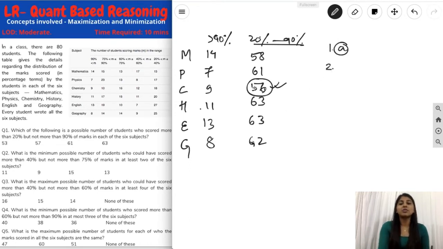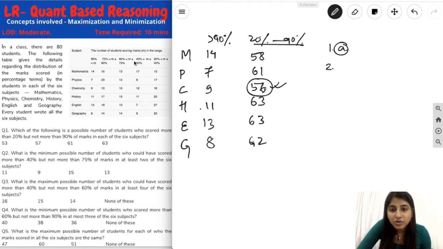Let's check the second question. What is the minimum possible number of students who could have scored more than 40% but not more than 75 marks in at least 2 of the 6 subjects? We need the minimum possible number of students who could have scored in at least 2 of the 6 subjects, between more than 40 but not more than 75.